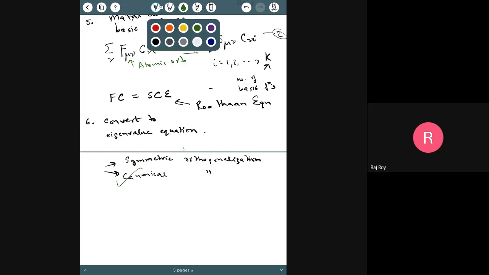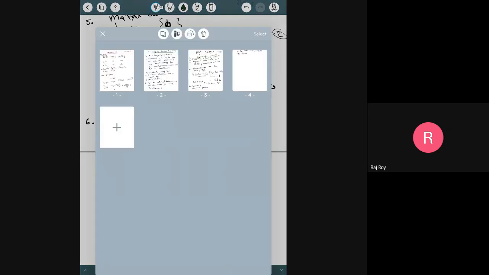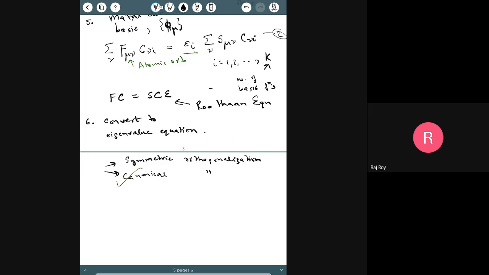And what is that? You define a transformation X which acts on, or you define a new set of coefficients from the old set of coefficients, which gives you a diagonal overlap.